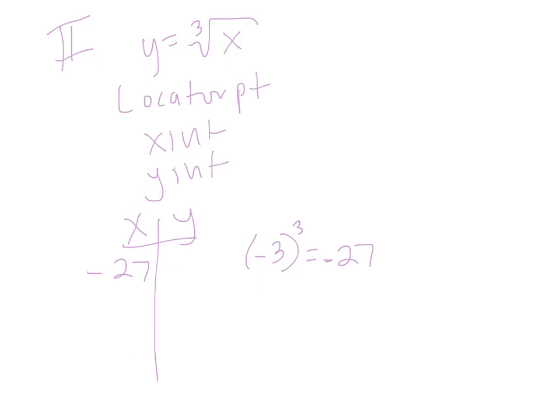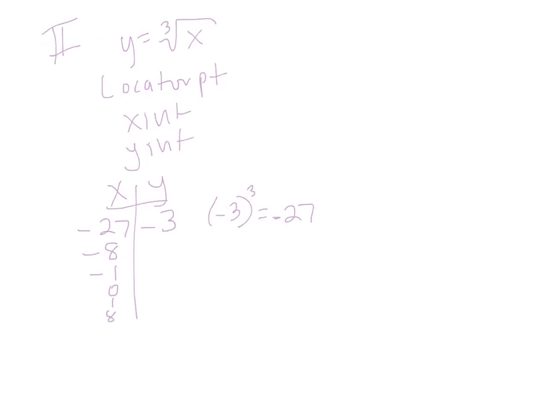So that's not the case if we're talking about square root functions. I can't take the square root of a negative number, but I could take the cubed root of the number. So the cubed root of negative 27 is negative 3. I'm going to choose other numbers for x that I already know the cubed root of. So I know the cubed root of negative 8, negative 1, 0, 1, 8, and positive 27.